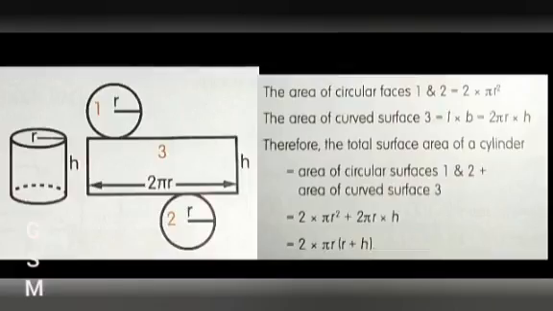The area of the circular faces 1 and 2 equals 2 into pi r squared. The area of the curved surface 3 equals L into B, which is equal to 2 pi r into h. Therefore, the total surface area of the cylinder equals area of circular surfaces 1 and 2 plus area of curved surface 3, which is equal to 2 into pi r squared plus 2 pi r into h, which is equal to 2 into pi r into (r plus h).